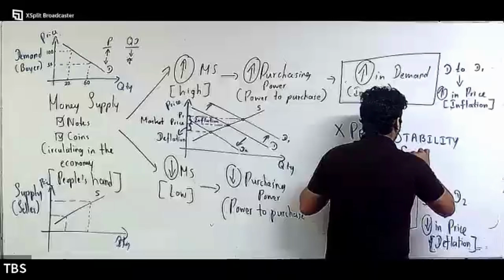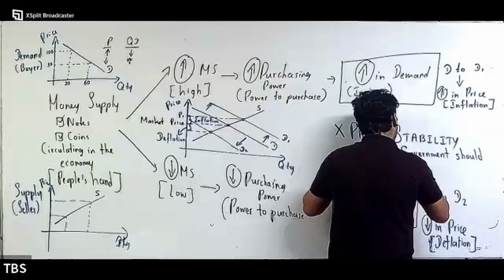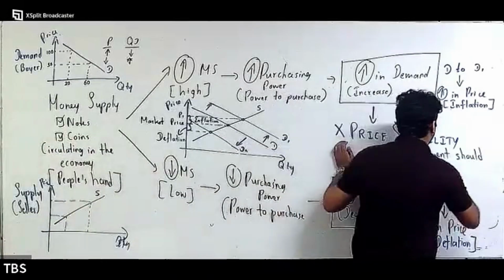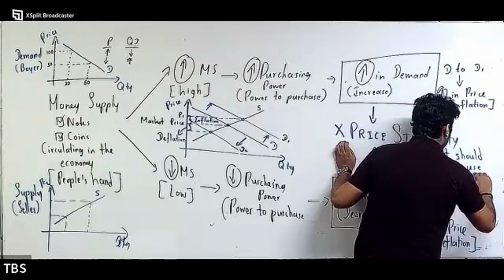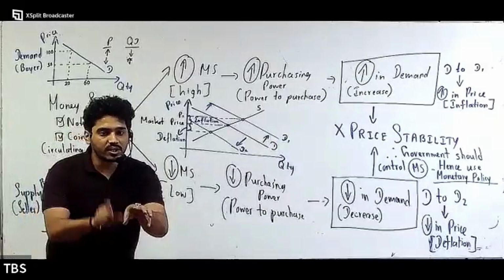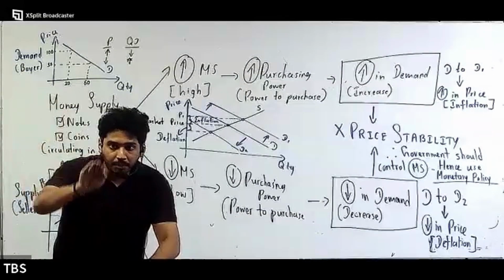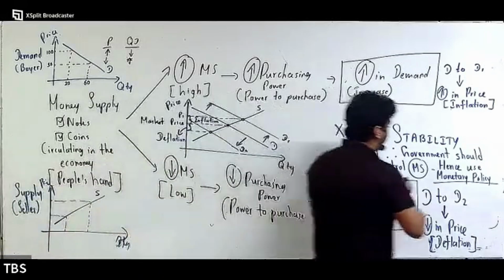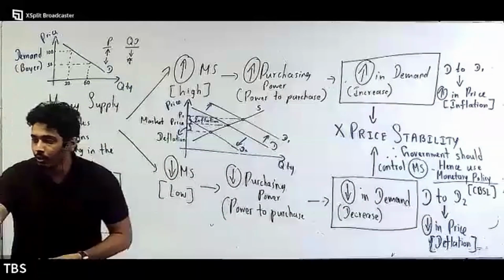Therefore, the government should control what? Money supply. So to control the money supply, the government uses what? Monetary policy. So people, hear me out. The government uses monetary policy in order to control the money supply. They implement monetary policy using whom? The Central Bank of Sri Lanka. To implement monetary policy, the government will appoint the Central Bank of Sri Lanka. They bring in the monetary policy to control the money supply.